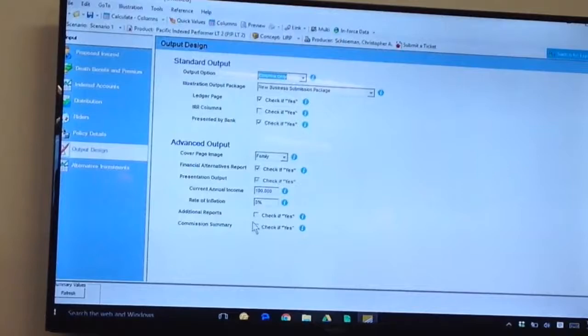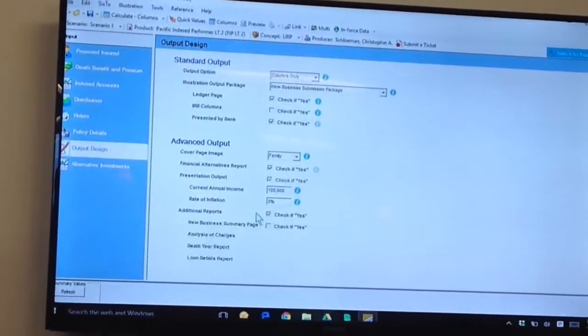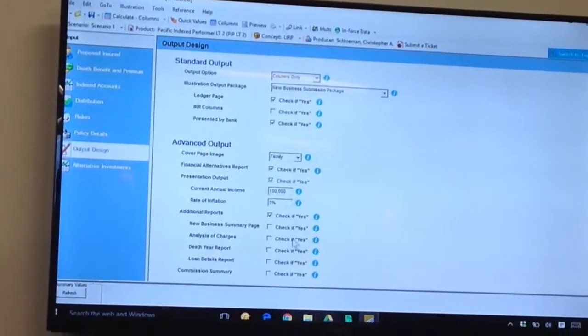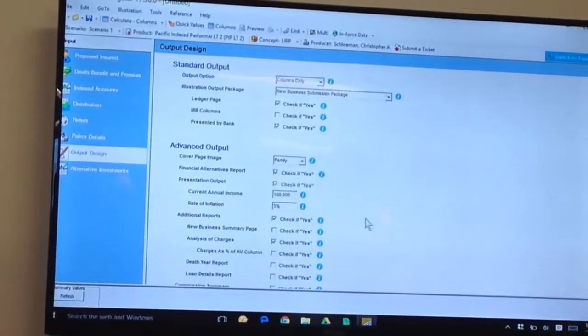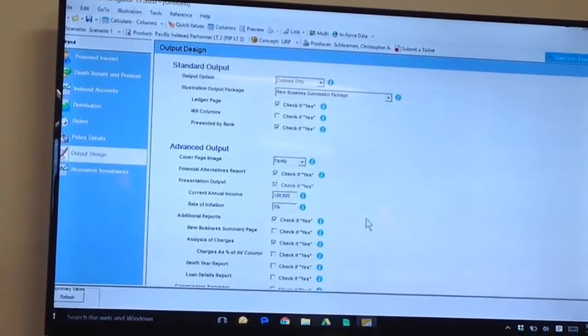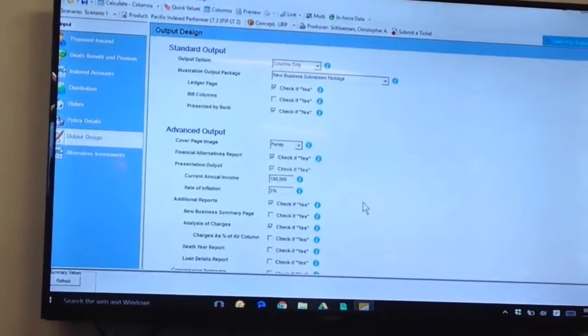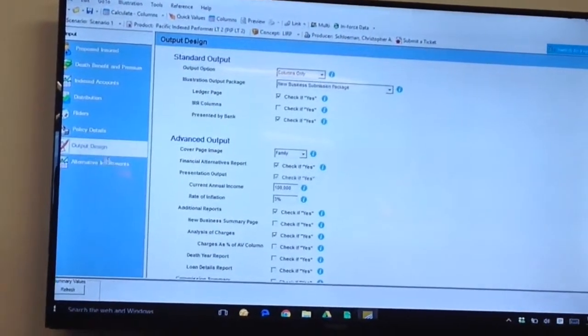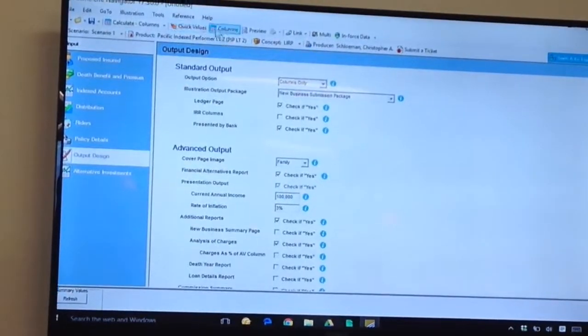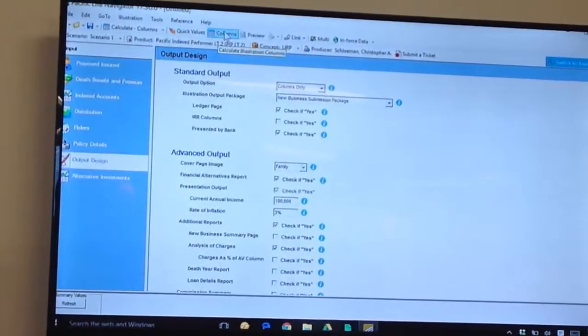Output design. I always go additional reports. Analysis of charges. I always want to see the costs, and I always show the client the costs. That's one of the biggest objections I would have if I was a client. It's an objection many clients have, so I would rather bring it up than have them bring it up.